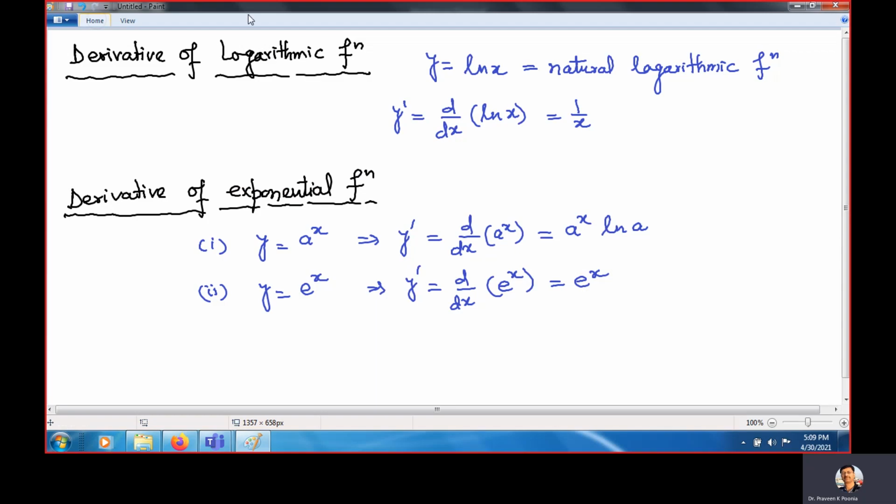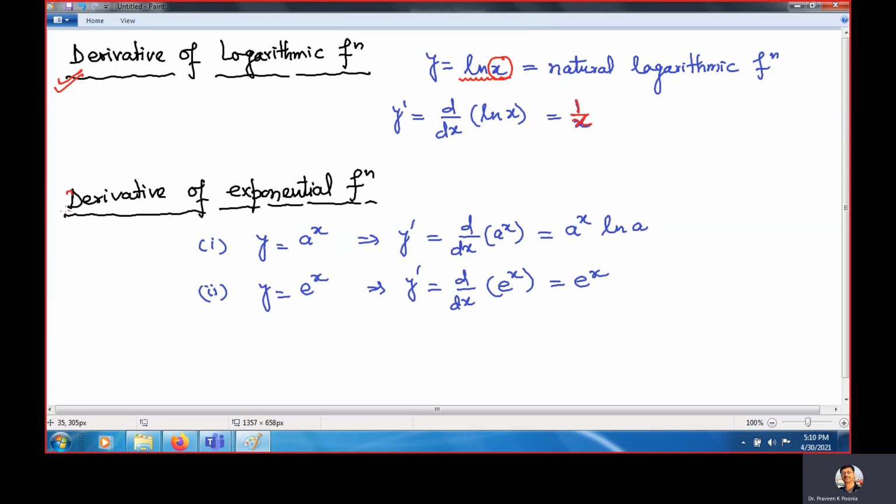In this lecture, we are going to discuss the logarithmic function and exponential function derivatives. So the first one is the derivative of a logarithmic function, and for the logarithmic function we are taking only natural log, ln x. Clear? So the derivative of ln x is very simple. Whatever x is written here in ln x, it is 1 upon the same, 1 upon x.